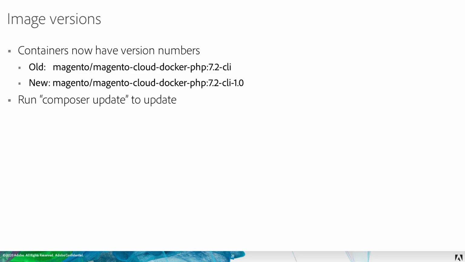So we now version our Docker images that are built from Magento Cloud Docker. Previously, it was just Docker PHP 7.2 CLI without any more version information. But now we actually have major and minor versions on many of these images.